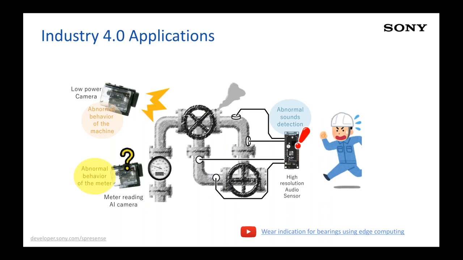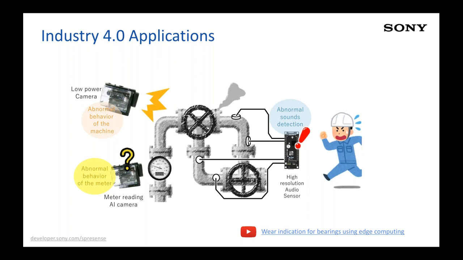Why Industry 4.0? Because we have a lot of factories, a lot of machinery that is old. We cannot replace them. We cannot just shut down a factory and say, oh, we're going to replace everything. Not only will the production line be delayed, but you will also not have the budget. It's going to be very expensive. What if we can monitor this factory and make it a little bit smarter? So let's see what Spresense can bring to Industry 4.0.